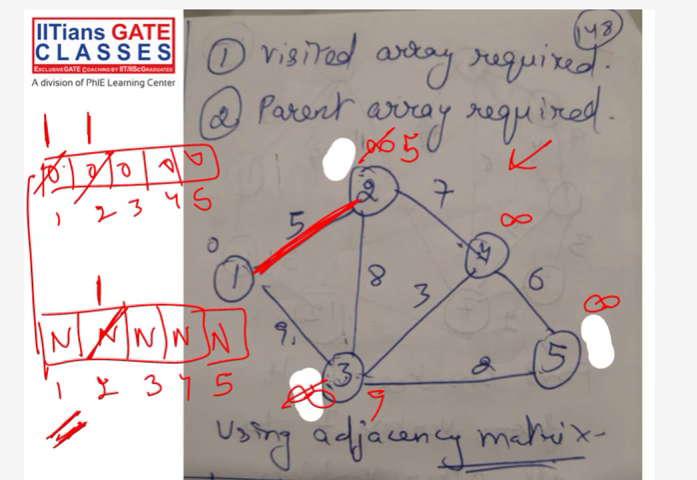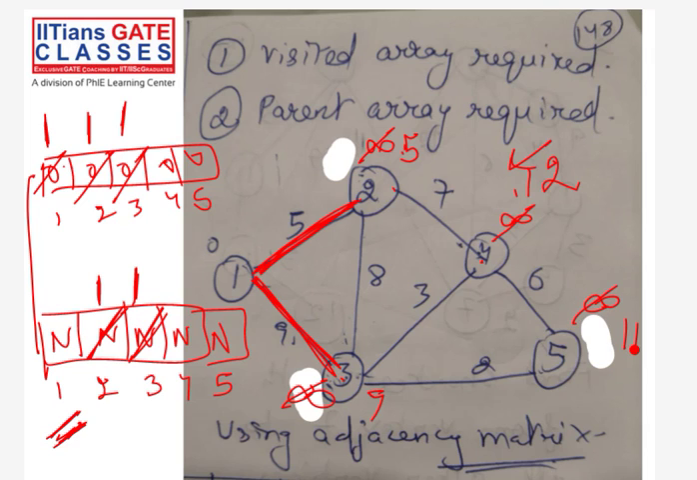Good. From 2 going to 4, the cost is 5 plus 7, which is 12. So I'll modify this as 12. Now you see 9, 12, and infinity. So 9 is the minimum. You make this visited, and the parent of 3 is 1. Now from 3, going to 4 is 9 plus 3, which is 12. 12 is already there, so no need to modify. To 5, 9 plus 2 is 11. So infinity changes to 11.